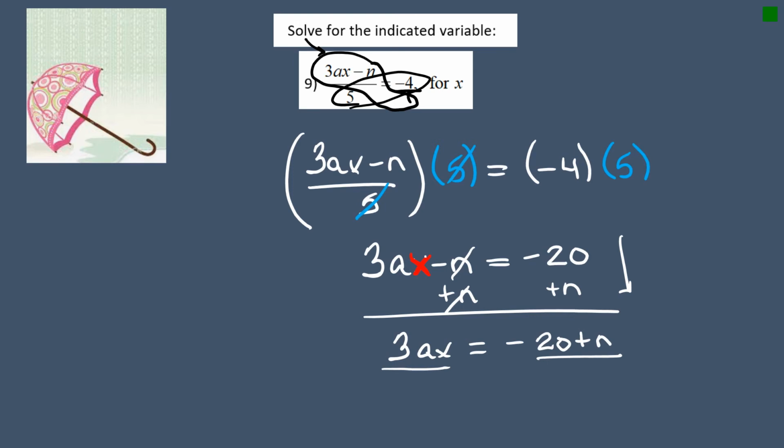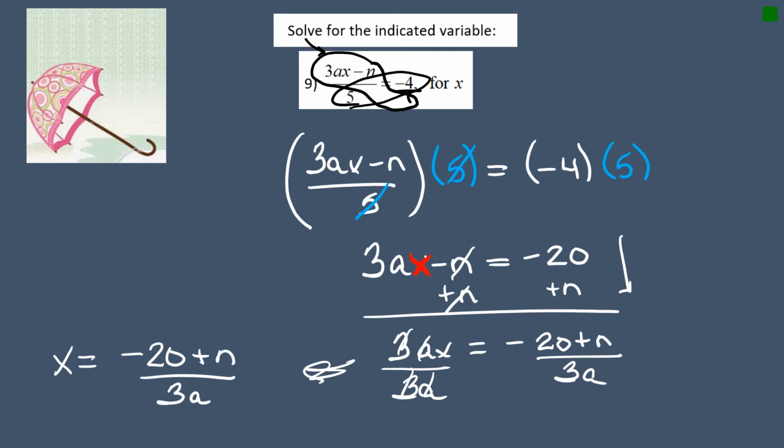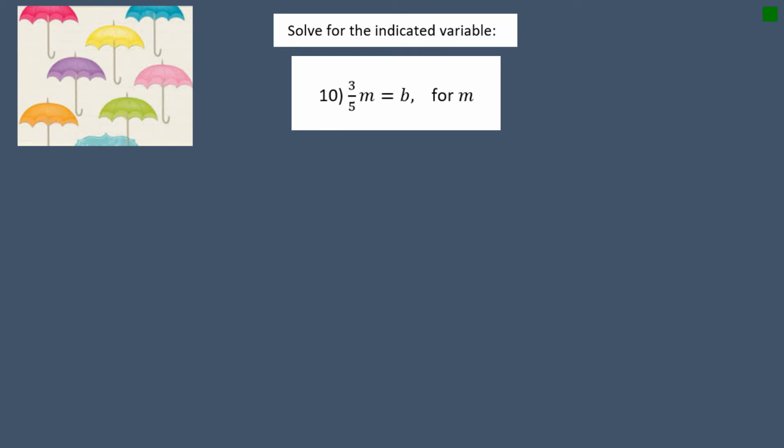What do I want? I don't remember anymore. I want the x, so I'm going to divide by 3a. Divide by 3a. The 3's cancel, the a's cancel. So my final answer is x equals negative 20 plus n all over 3a. Again, I don't know what it means. I don't care what it means. I solve for x. It's alone.